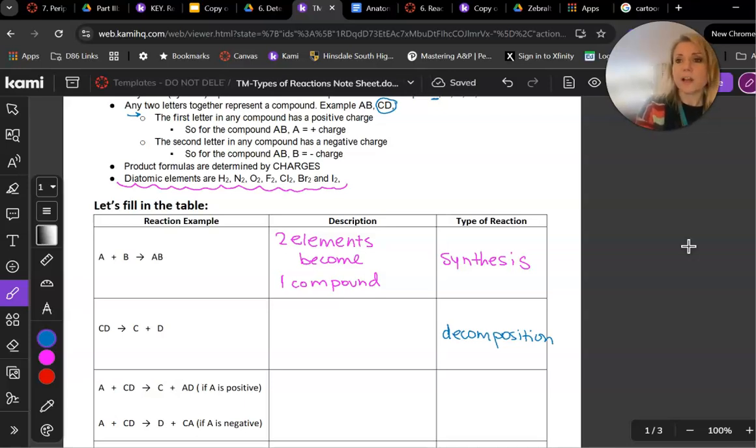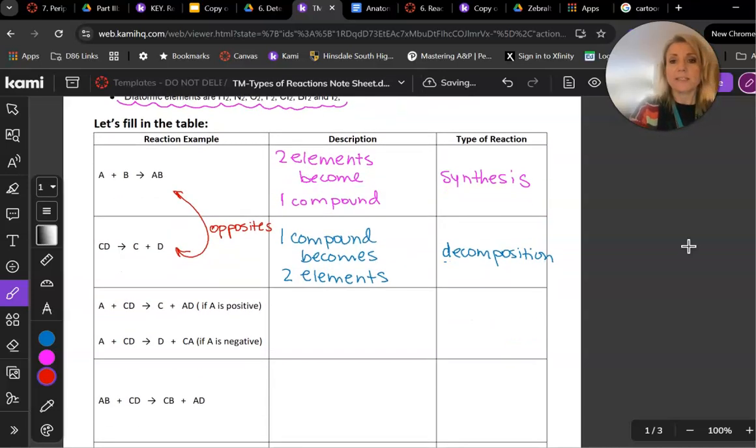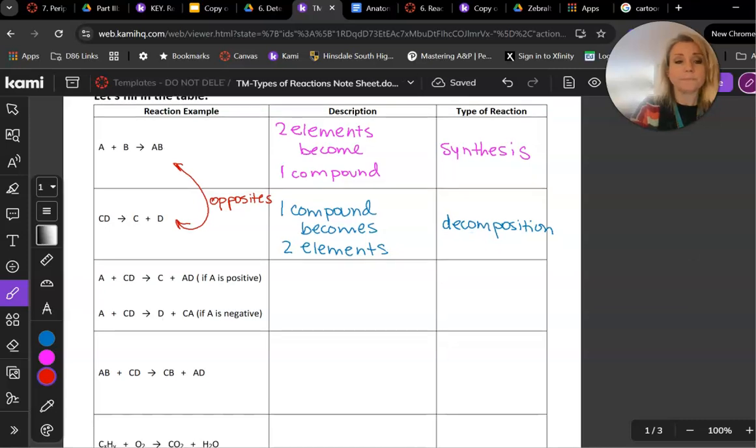Now, the opposite of this reaction is called a decomposition reaction. In this reaction, a compound falls apart. So we have one compound that becomes either two compounds or two elements, but it falls apart into multiple pieces. I'm just going to say two elements here. These two are opposites. That's synthesis and decomposition.